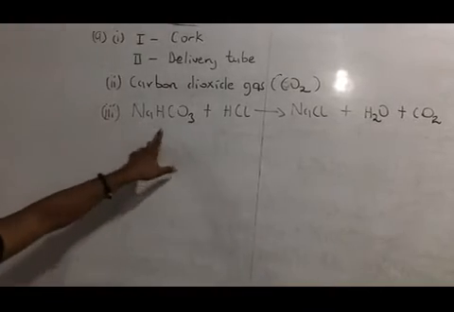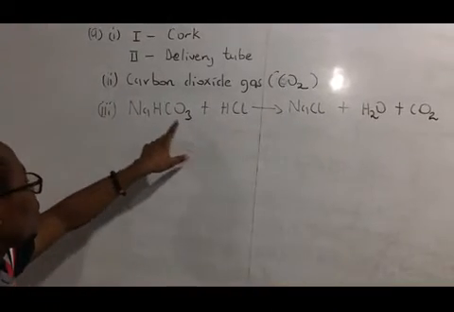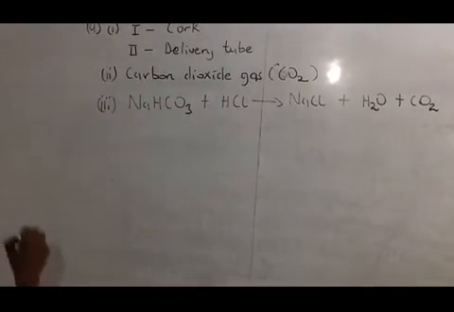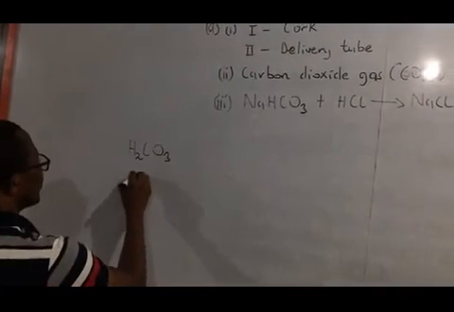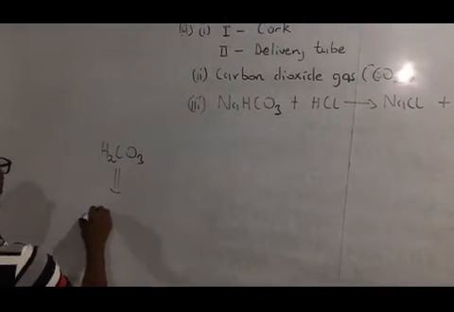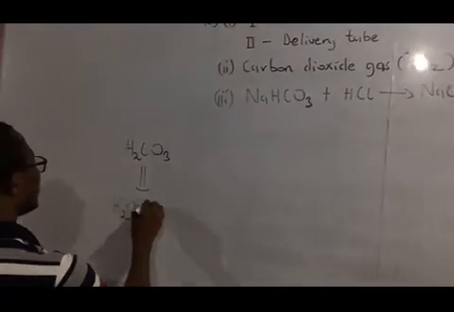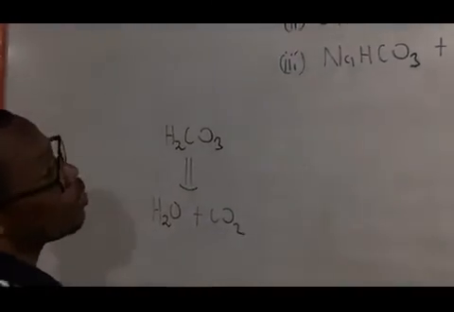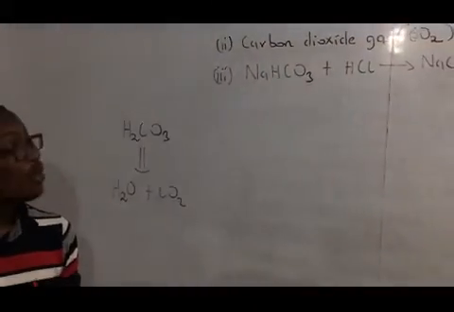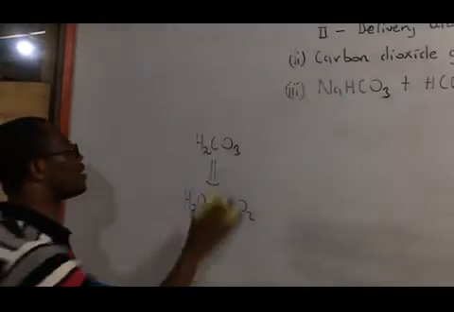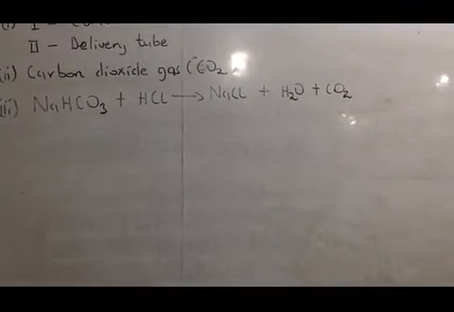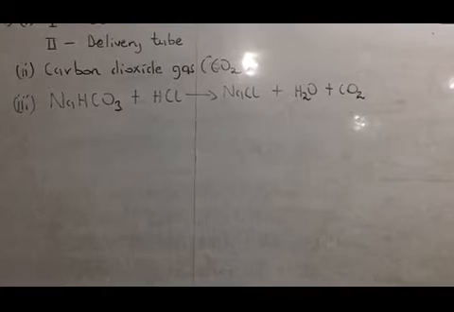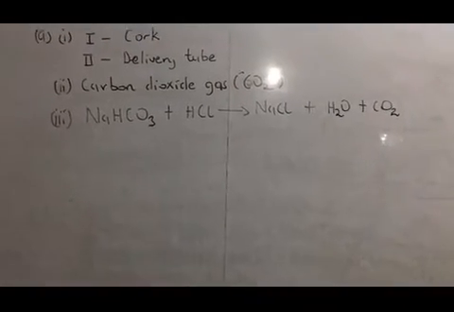So the Na combines with the Cl, and the H combines with the OH to form H2CO3. I told you this compound is not stable, so it breaks down to H2O and then CO2. Okay. So the balanced equation is NaHCO3 plus HCl, giving you sodium chloride, NaCl, plus H2O plus CO2.